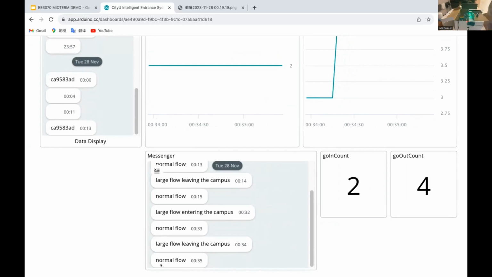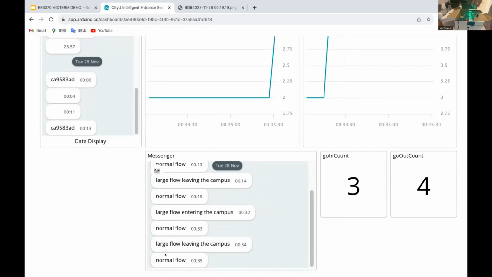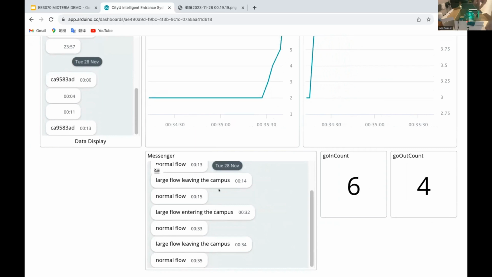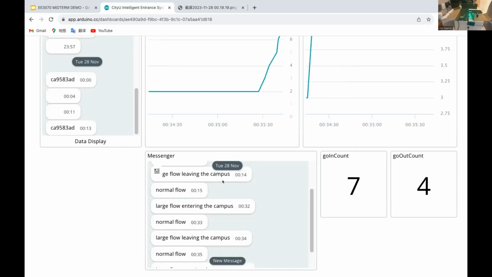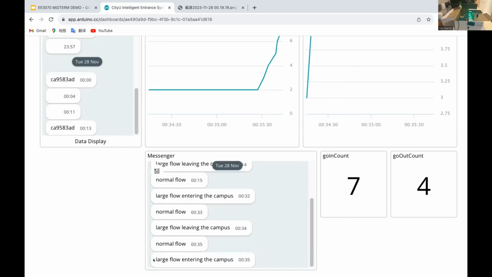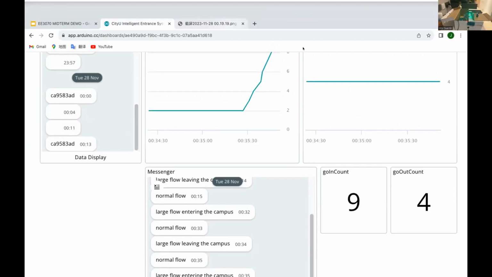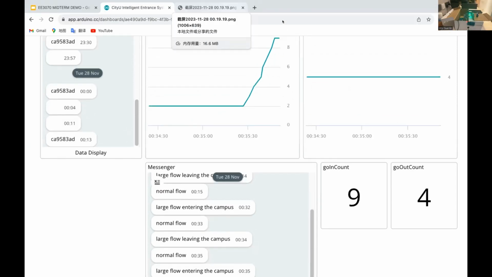As you can see, there are only a few people entering, so currently the message is normal flow. Let's just wait for a time slot. Okay, so the new message arises and it says that large flow is entering the campus. Okay, so those are the main functions of our system, and that is all for our demonstration.